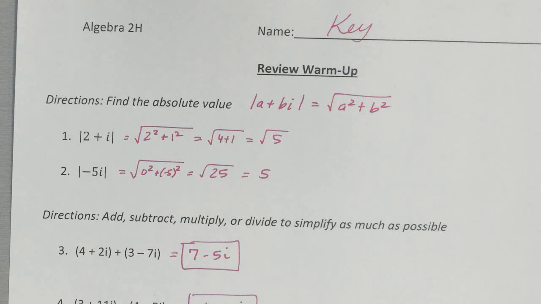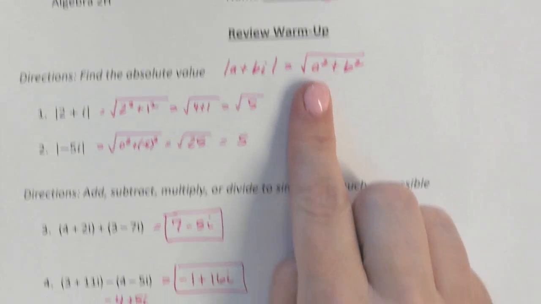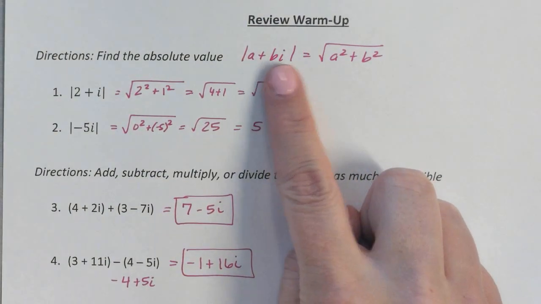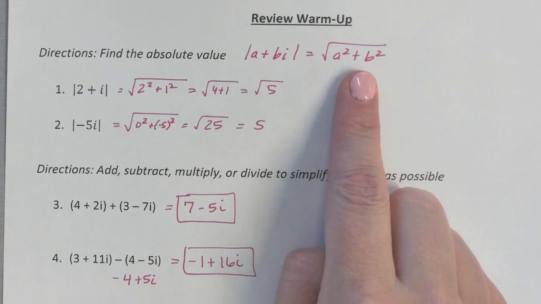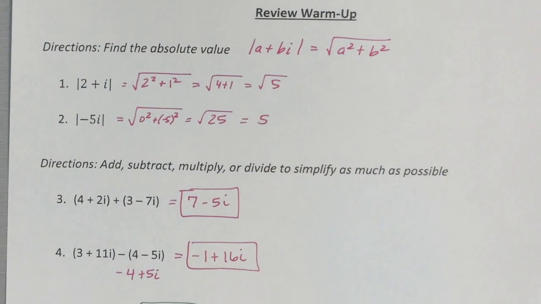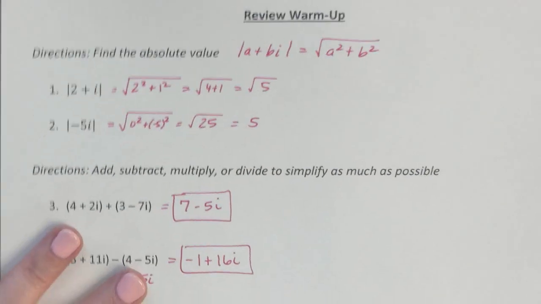One is finding the absolute value. Something you might want to write down on your card is the formula for this. If you have the absolute value of a complex number, a plus bi, then to find the absolute value of that, you're going to do the square root of a squared plus b squared. Notice that the a and the b are the coefficients, so there should be no i underneath the radical, okay?